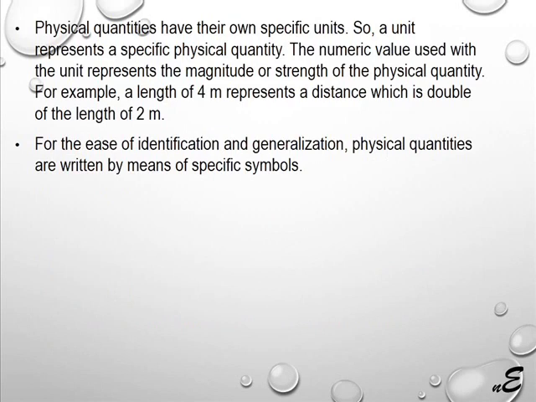Physical quantities have their own specific units. So a unit represents a specific physical quantity. The numeric value used with the unit represents the magnitude or strength of the physical quantity. For example, a length of 4 meter represents a distance which is double the length of 2 meter. For the ease of identification and generalization, physical quantities are written by means of specific symbols.